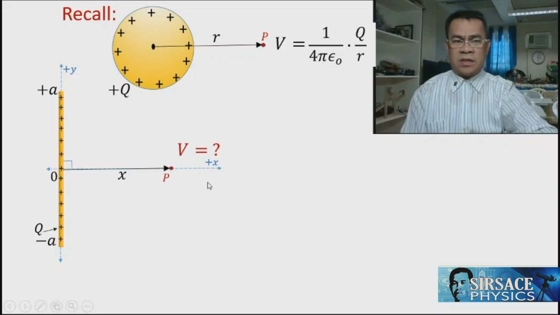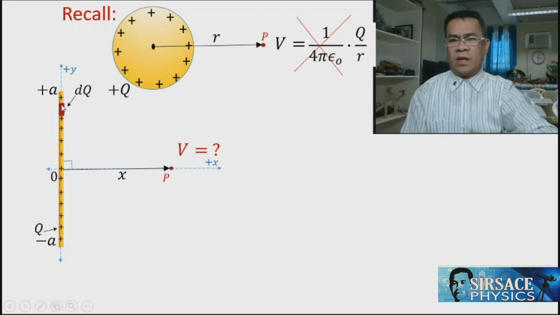what is the electric potential? The question is, can we use this formula again? The answer is no. Why? Again, this is not a point charge. This is a line charge. So therefore, you cannot use this formula. So the question is how?